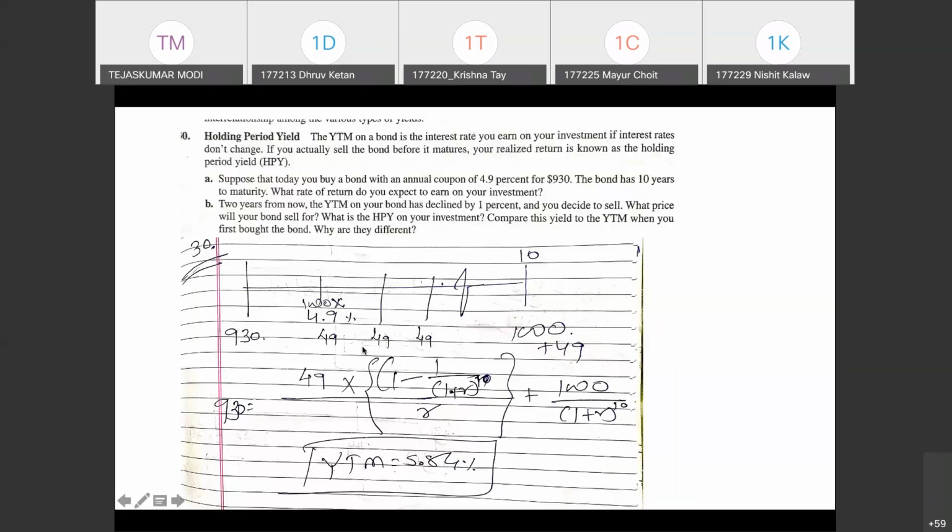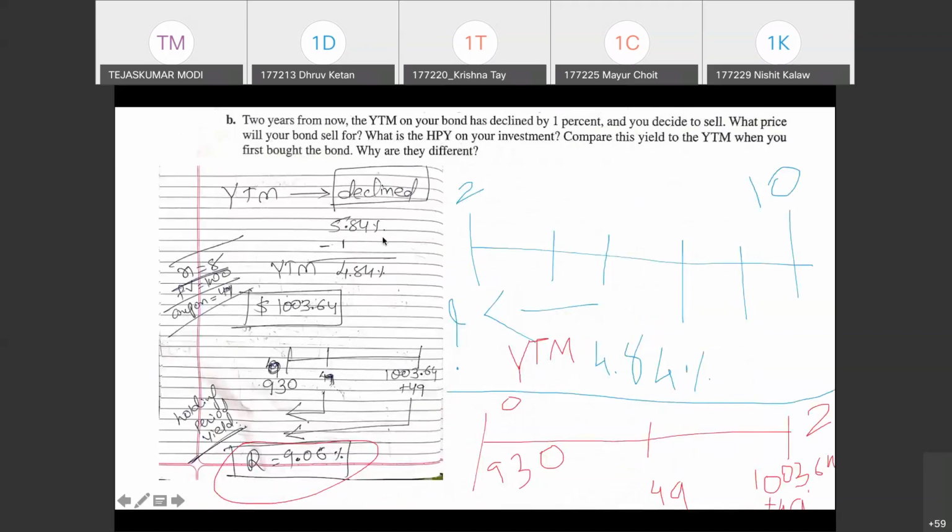So let us just look at the math, right? 5.85 was there, and it has declined by 1%, so it is 4.84. So now you know the YTM. The question is, what is the price today? What price will your bond sell for today?